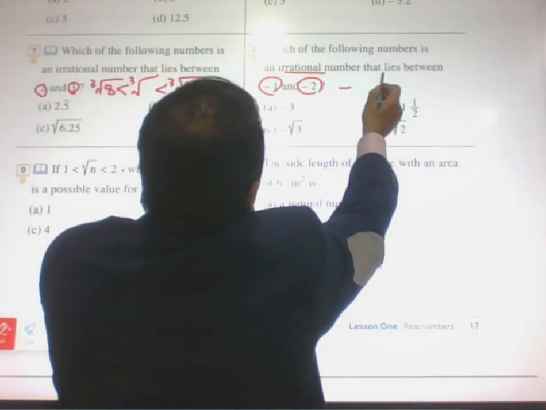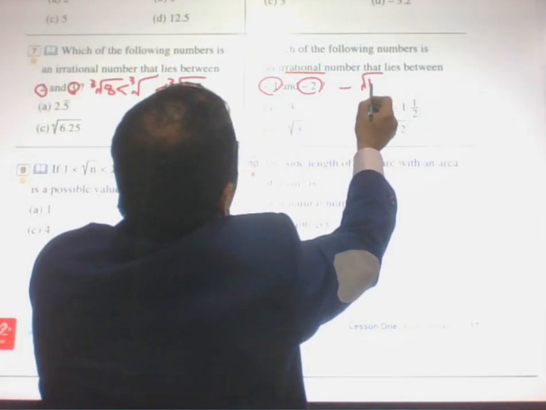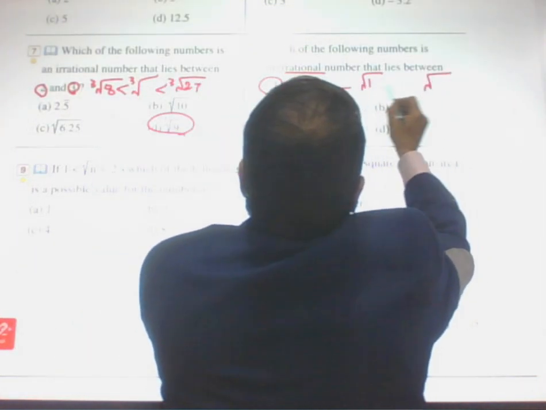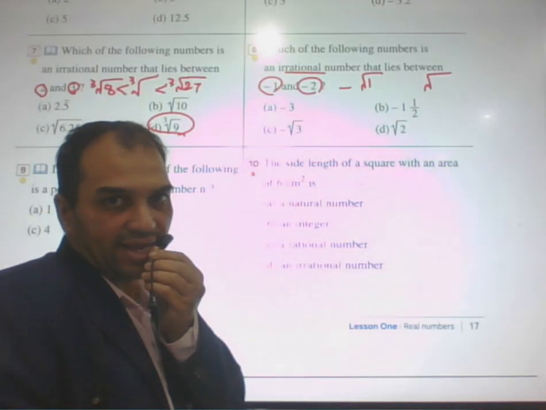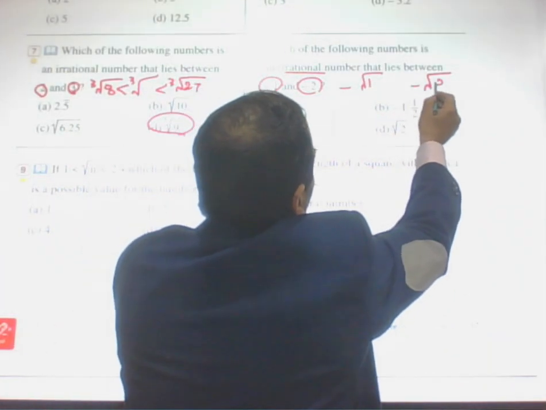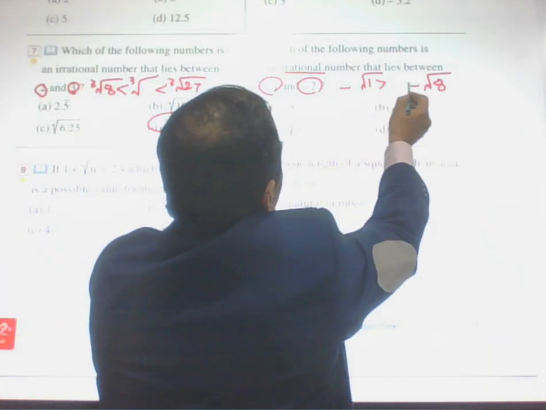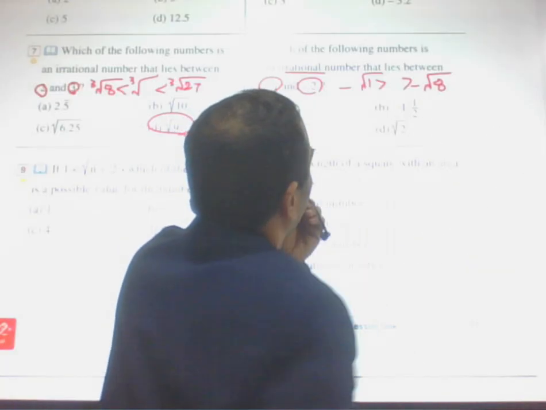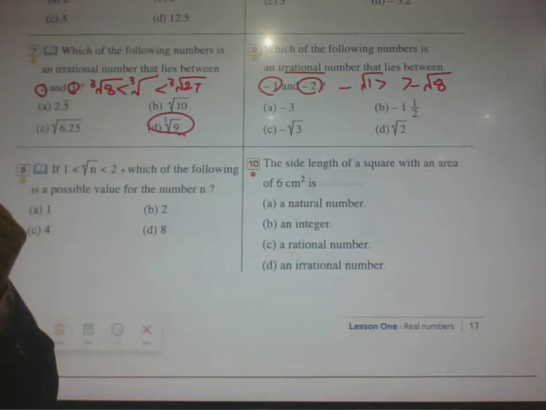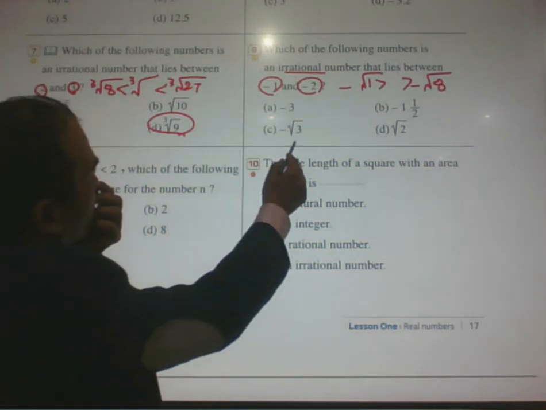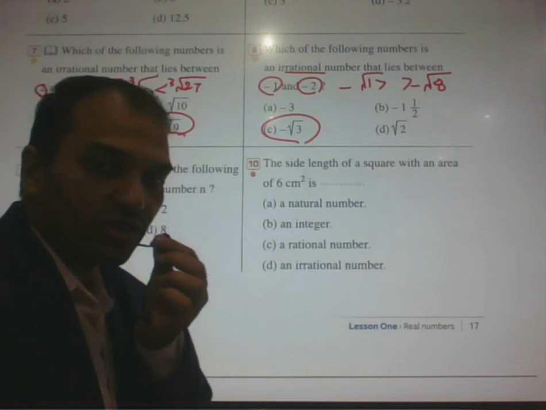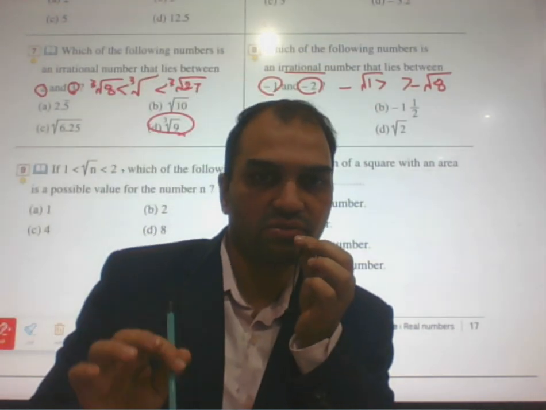But we can also write this example like this. Negative square root of 1, and 2 times 2 times 2 equals 8, so negative square root of 8. This number is greater than this. I want a number that lies between negative square root of 1 and negative square root of 8. It will be negative square root of 3 that lies between them. Okay, you can use this method also.